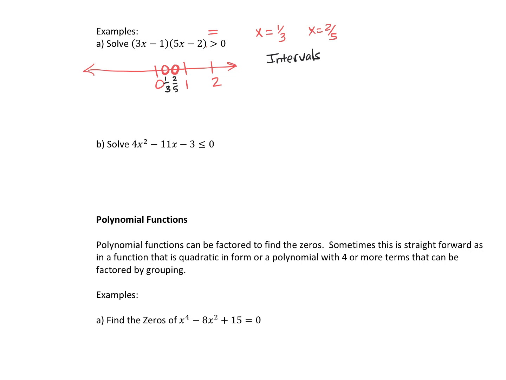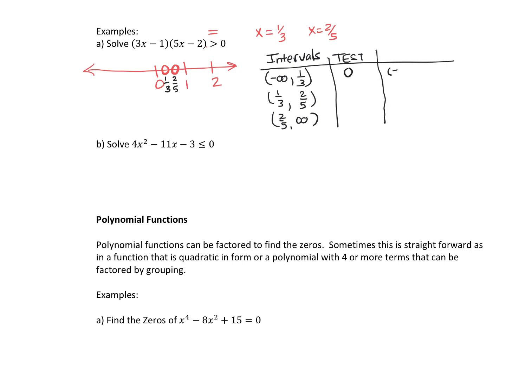For our intervals, we've got negative infinity up to 1/3, 1/3 up to 2/5, and 2/5 to infinity. We're going to have some test values. It's helpful to look at your number line here, so we can choose 0 for this first test value. That's going to give me -1 times -2, or a positive result.